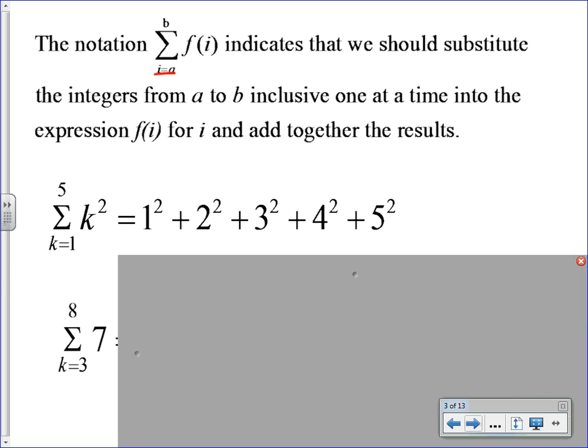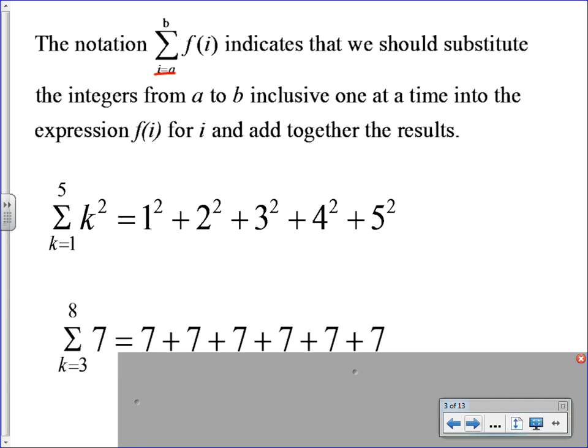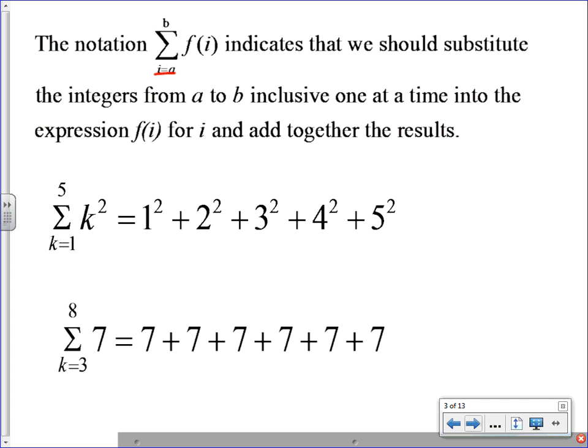Now I like this one. Here we have the sum from k equals 3 to 8 of 7. We do 7 plus 7 plus 7. How many times? 6 times, because we plug in 3 and then 4, 5, 6, 7, 8.